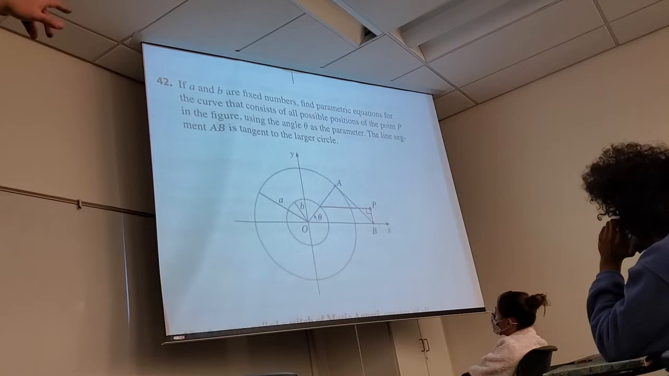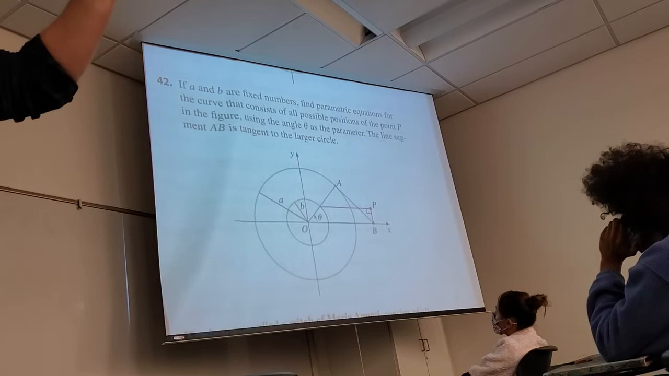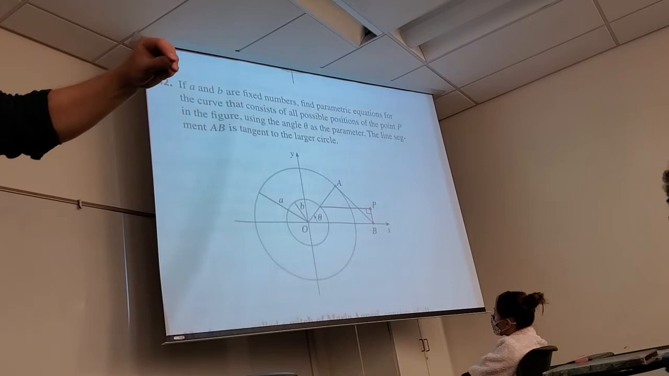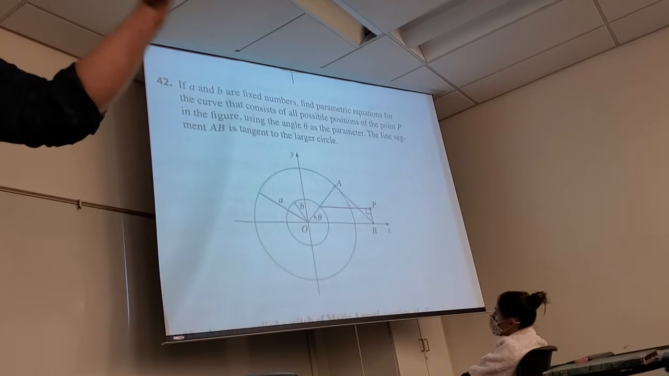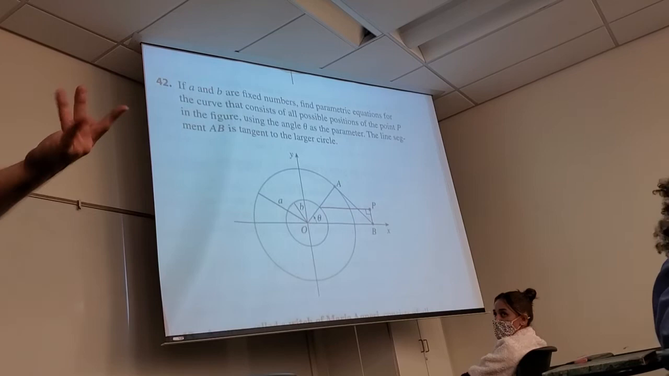Let's see. Using the angle theta as the parameter. So in this case, theta takes the place of t. So in general, with rectangular coordinates, we have x, y. With parametric equations, we very often have t and theta as the main things we use, because trig functions come into play a lot with parametric stuff. So it kind of makes sense theta would be a possible option for the parametric variable.